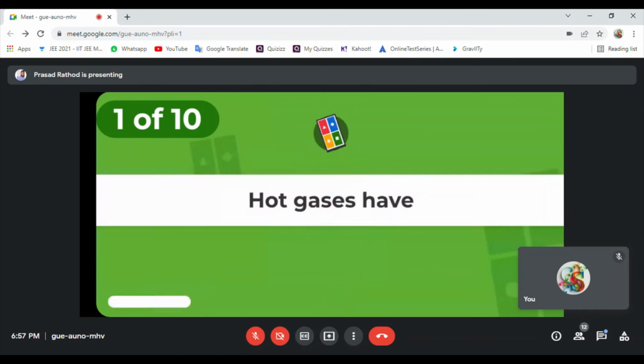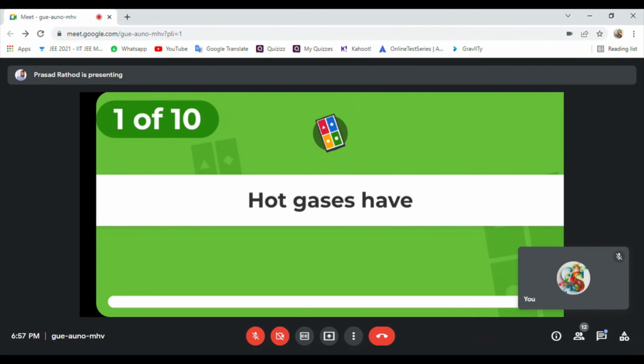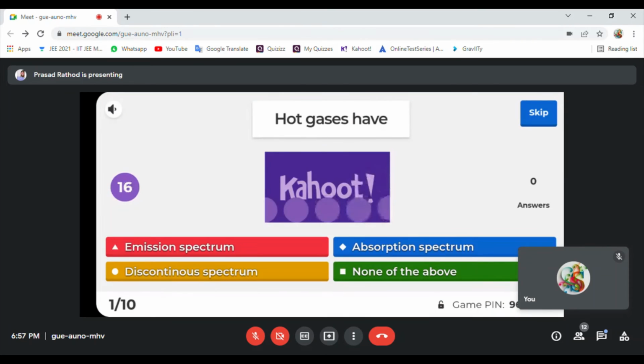So the first question is: hot gases have... The game pin is 9638556. So hot gases have: emission spectrum for red, absorption spectrum for blue, discontinuous spectrum for yellow, and none of the above for green. You can see the game pin down on the right hand side of the screen.